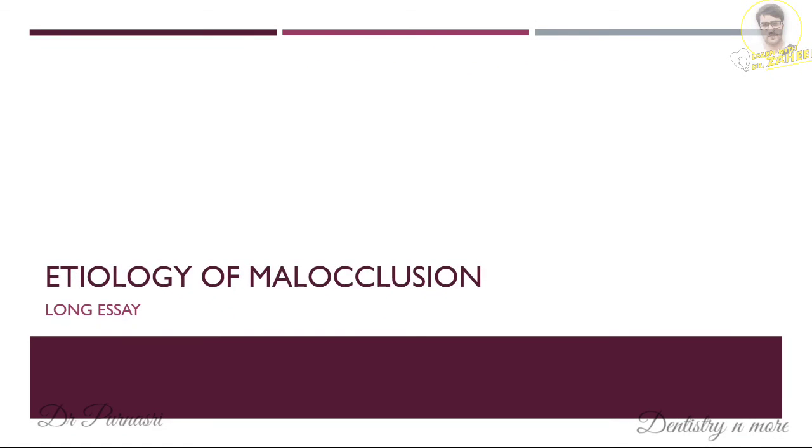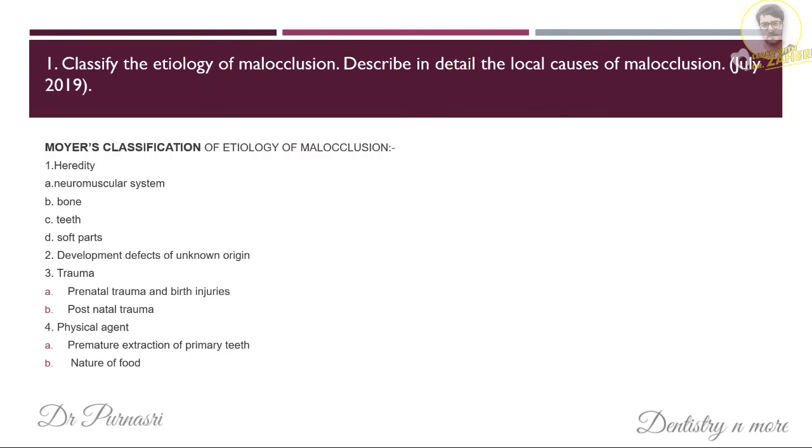The next topic, and the last topic for today, is etiology of malocclusion. The long essay in this topic is: classify the etiology of malocclusion, and describe in detail the local causes of malocclusion. So there are various classifications for etiology of malocclusion. The most common are Moyers and Graber. So this is the Moyers classification.